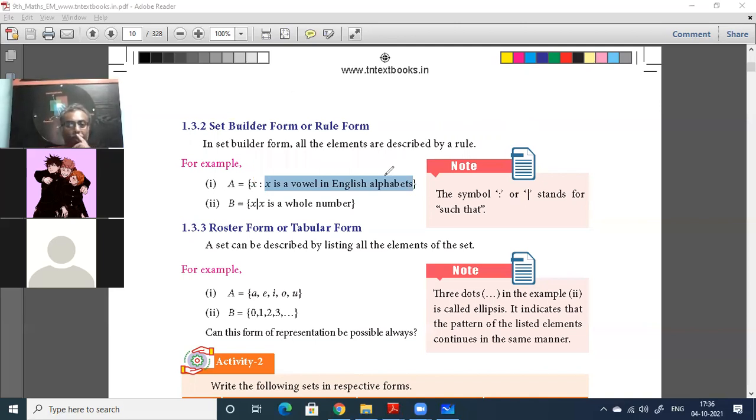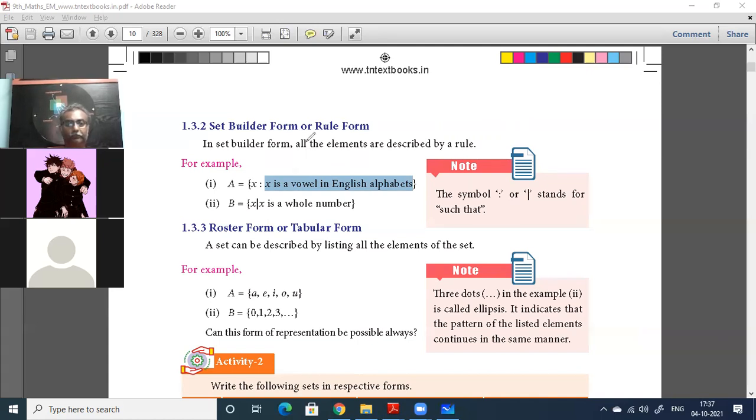Okay, now the third one is roster form. Somebody read. Uncle, there is a note that the colon is called 'such that': X such that X is a vowel in English alphabet. You can say that, or you can just read X colon. That is up to you. Very good. Okay, next one.